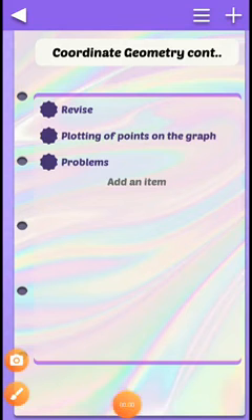Hello children. In the last lecture, we started with a new chapter, coordinate geometry. So let's continue with the chapter. First, we'll revise what we did in the first class. Then we'll see how to plot the points on the graph. And at the last, I'll be giving you some homework to do in your graph book. Okay, so let's begin.